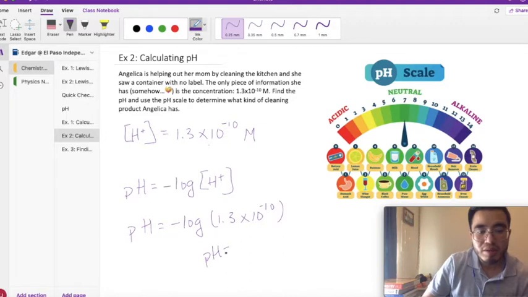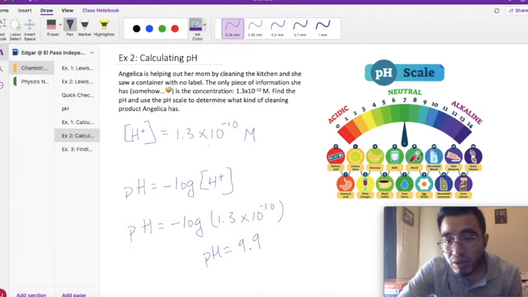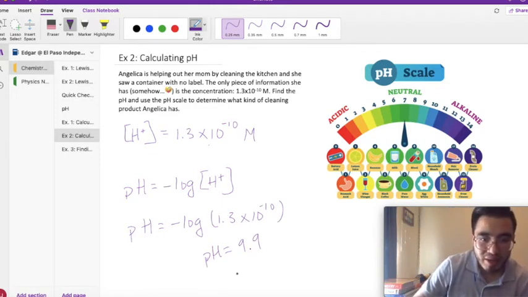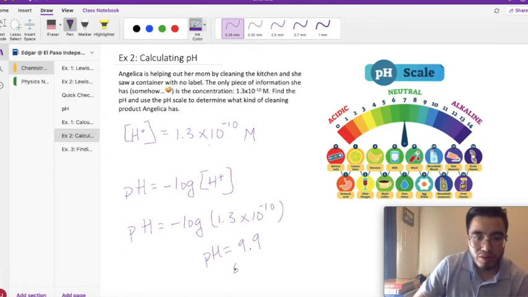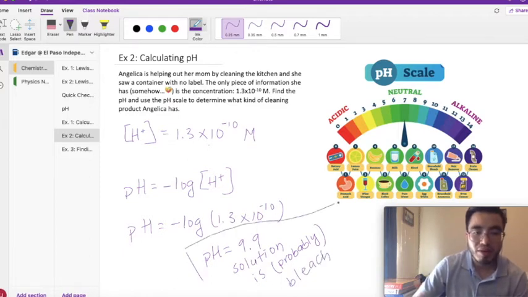pH 9.9. Now let's see on the scale. At 9 we have egg white. I don't think it's an egg white. So bleach. So it's probably some diluted version of bleach. Pretty close, 9.9. You're right. The solution or cleaning product is, probably bleach. And that is the answer.